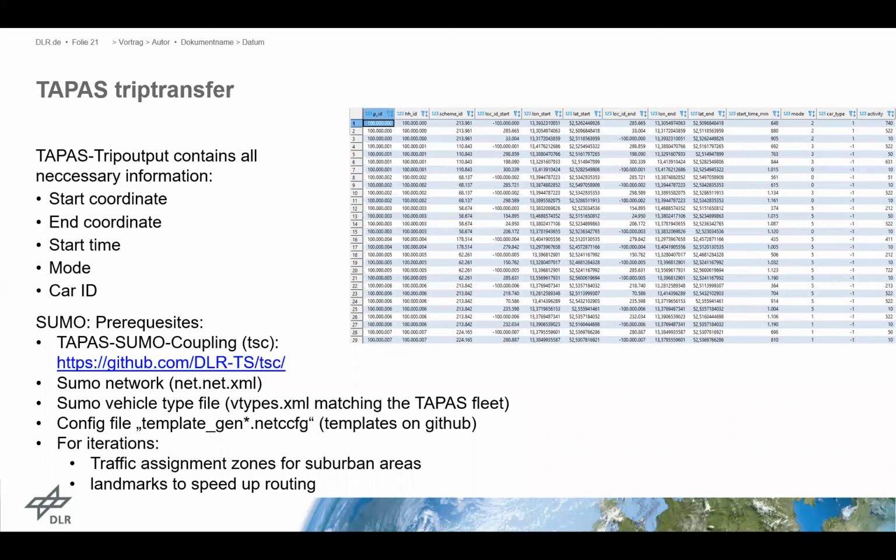If you want some feedback, of course you have to tell SUMO about the traffic assignment zones you're using, and to speed up routing, you should put up some landmarks. Otherwise, it gets quite slow if you are using big cities like the city of Berlin.